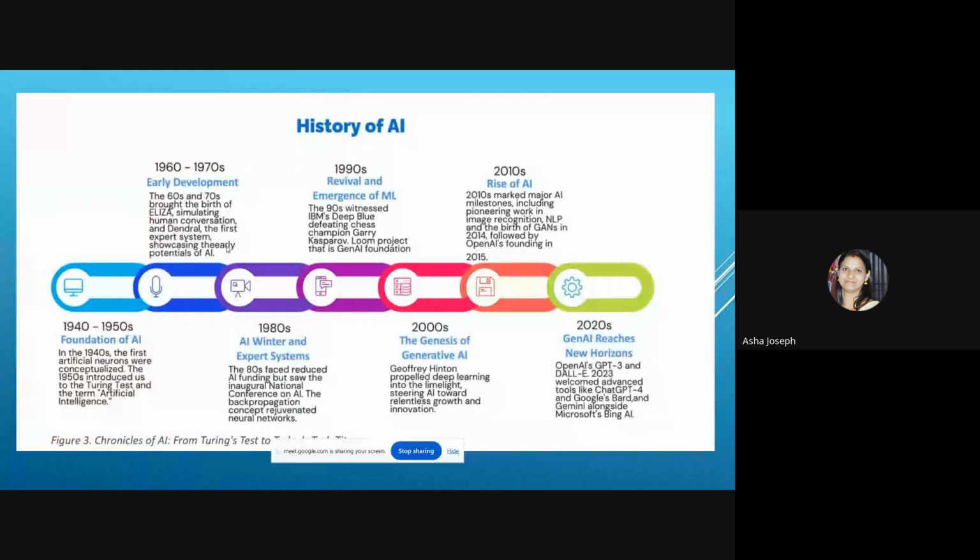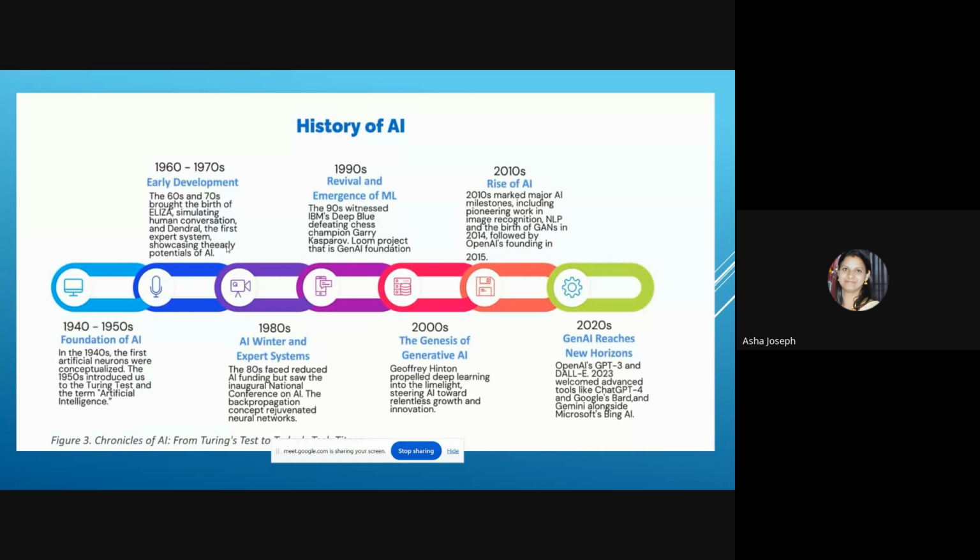Let me just talk about the history of AI. Even if we are saying AI, many people think that AI has just come into the picture, but the initiation of AI was in the 1940s, when artificial neurons were conceptualized. The second generation, the early development of AI, was in the 1960s, and that was the birth of ELIZA, simulating human conversation.